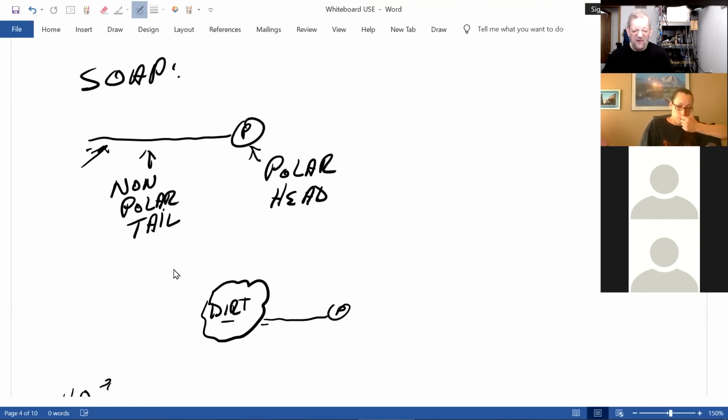This non-polar tail is attracted to dirt because like dissolves like. And the polar head wants to stay as far away from dirt. And that's the interesting thing about all surfactants. Most of them have one side that's non-polar and another side that's polar. And therefore they can interact with other things that are polar and non-polar. Well, it turns out you got more than one molecule of soap.